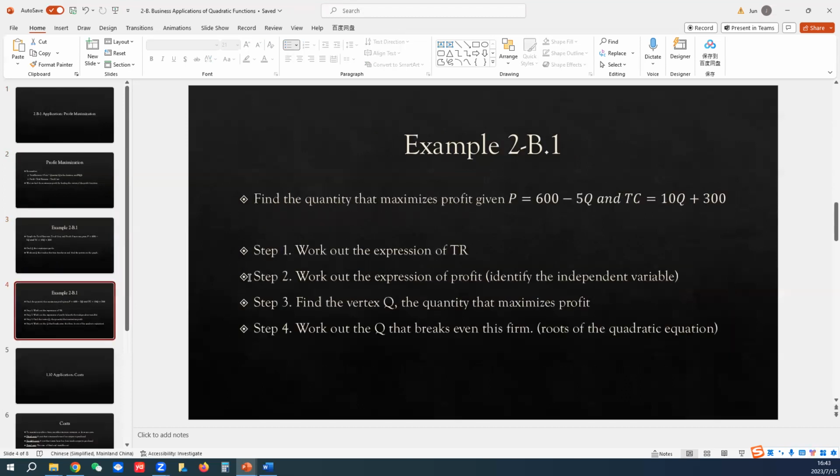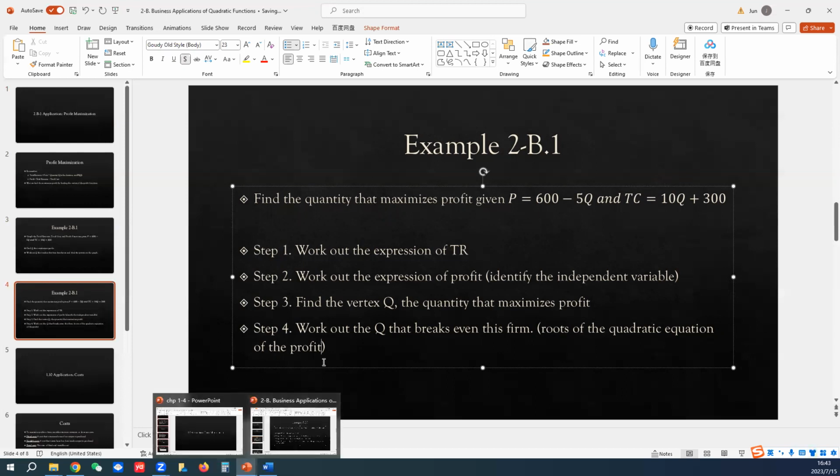Okay, so here are several steps. The first one is to work out the expression of total revenue. The second one is to work out the expression of profit, which is the difference between total revenue and total cost. And then we find the vertex. And at last, we work out the break-even point, namely the root of the quadratic equation of the profit.